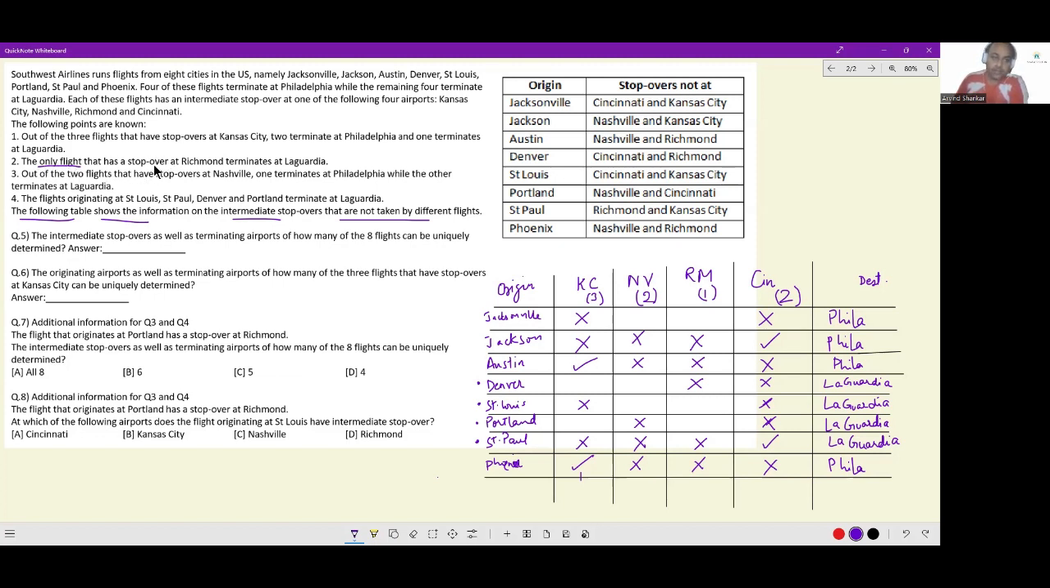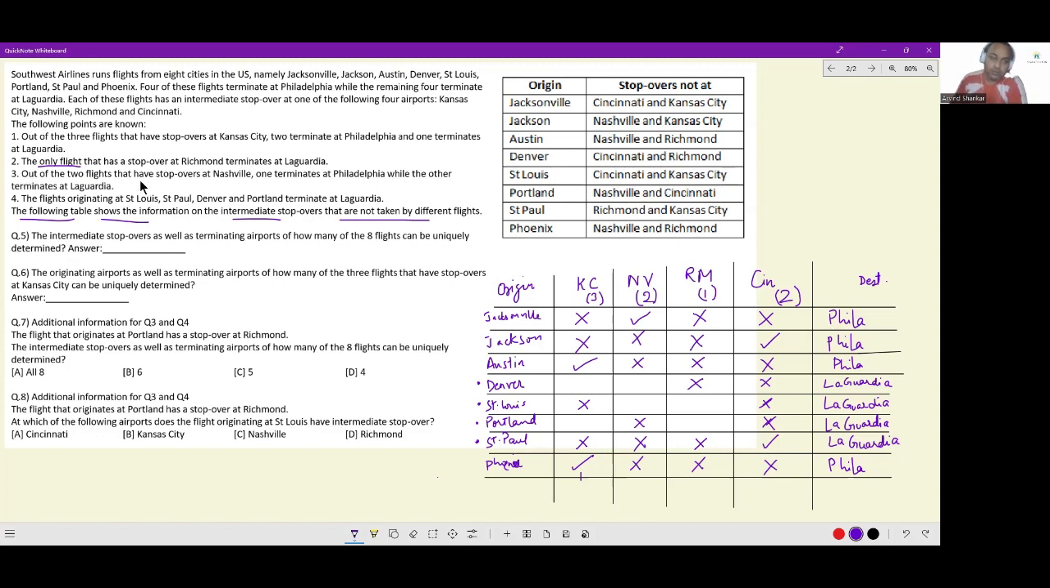The only flight that has a stopover at Richmond terminates at LaGuardia. So that tells me, see, Richmond will not have the flight coming in from Jacksonville because it terminates in Philadelphia. Now, both these, St. Louis and Portland, they do terminate at LaGuardia, so I can't rule them out. But nicely, for Jacksonville, I can be sure it is definitely terminating in Nashville now. That is nice.